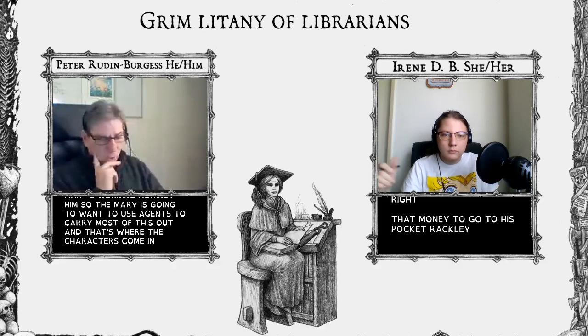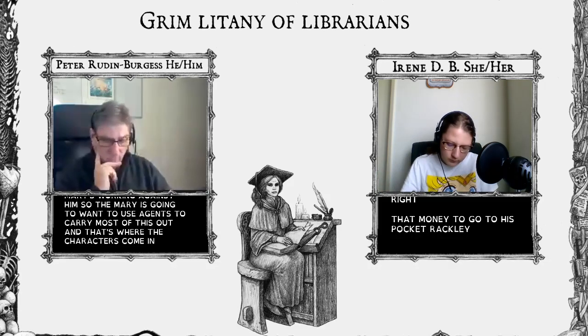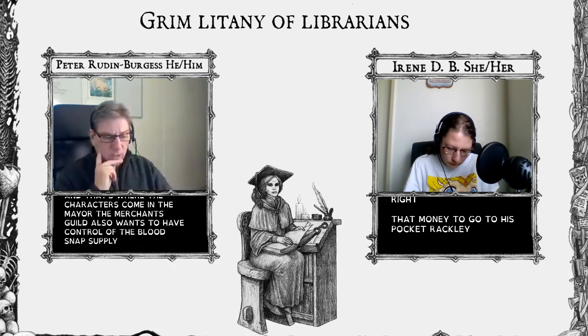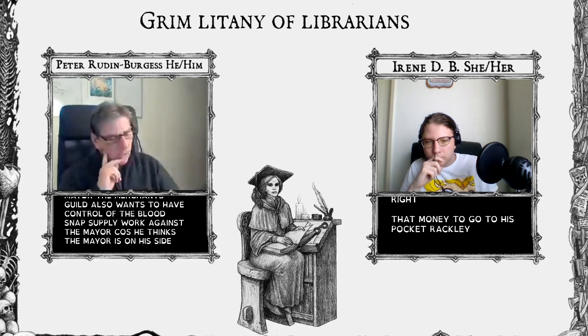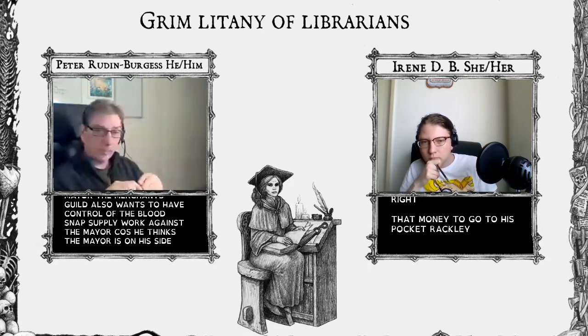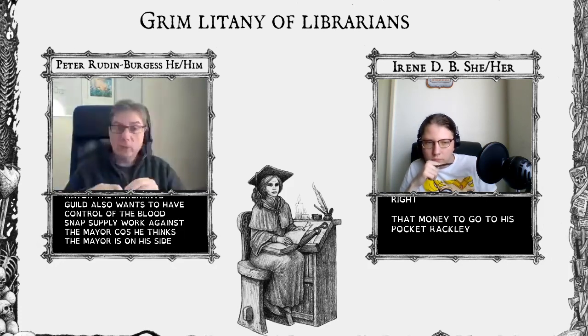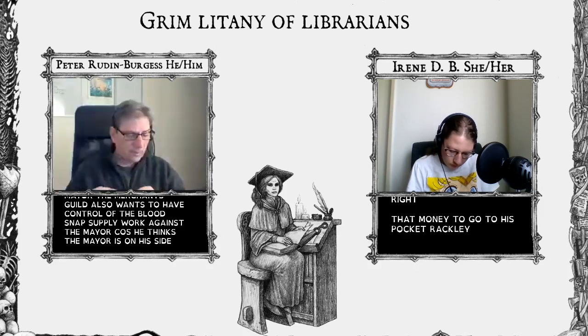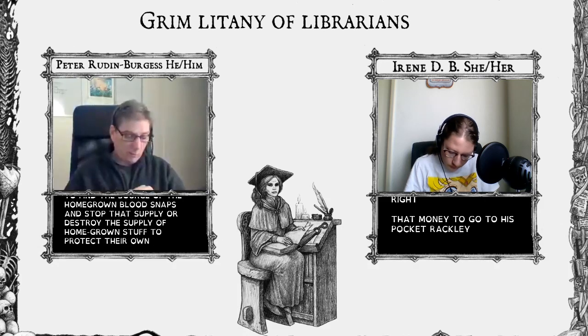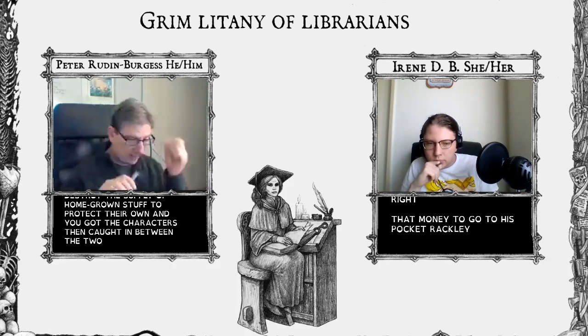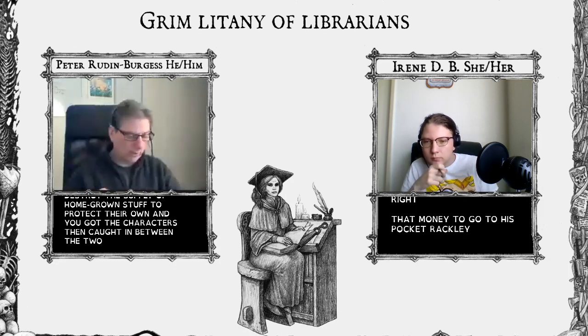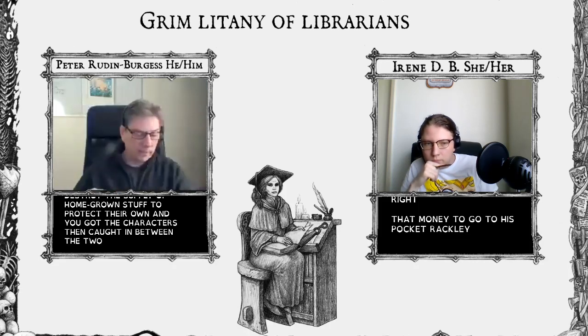The head of the Merchants Guild also wants to have control of the blood schnapps supply. He doesn't want to work against the mayor because he thinks the mayor is on his side. So he's probably going to want to hire the characters to find the source of the homegrown blood schnapps and stop or destroy that supply to protect their own. And you've got the characters then caught in between the two. So the head of the Merchants Guild wants to protect his supply and destroy the local competitor. The mayor obviously wants to destroy the importation and promote his local supply. So there's your conflict.